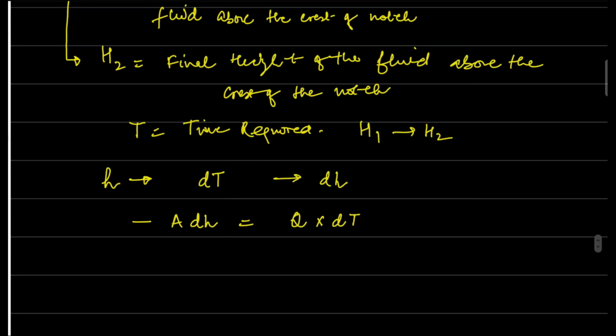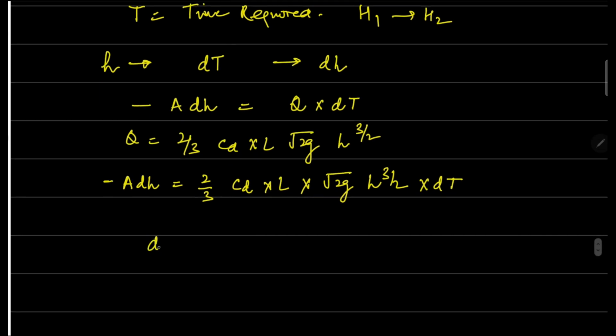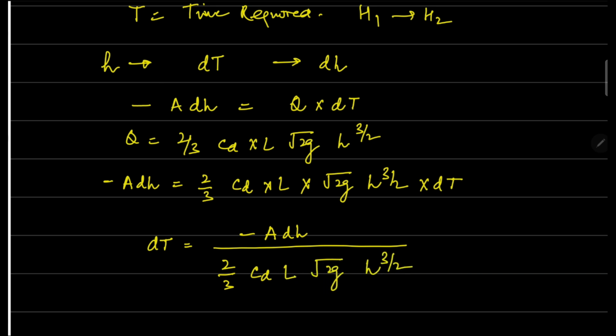If we write the equation of Q for the rectangular notch, we have already derived that it is 2 by 3 Cd multiplied by L under root 2g and h raised to the power 3 by 2. We put this equation of Q in the previous equation. We can write it as minus A into dh is equal to 2 by 3 Cd multiplied by L multiplied by under root 2g h raised to the power 3 by 2 into dt. Rearranging so that dt is on the left side, dt is equal to minus A into dh divided by 2 by 3 Cd into L under root 2g h raised to the power 3 by 2.